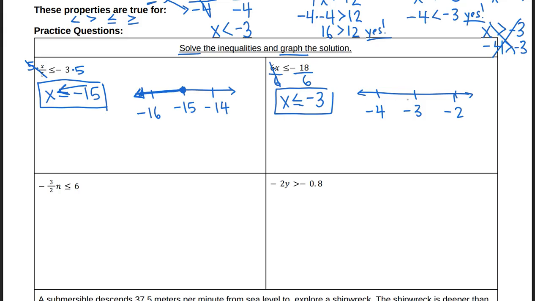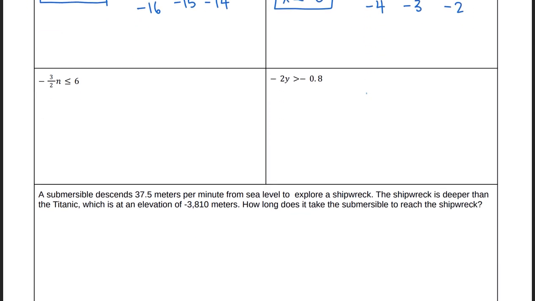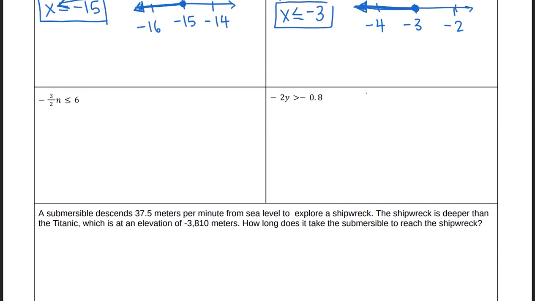I see that it has an or equal to, so I know that I'm going to have a filled in circle because it includes negative 3 as a solution. And then it says less than or equal to, so I'm going to be going to the left. So these top two examples, nothing new, right? Very similar to when we were just doing it with equations. So now we have these next two examples.